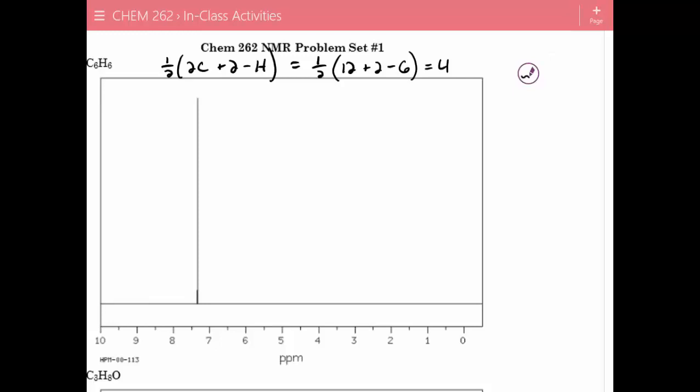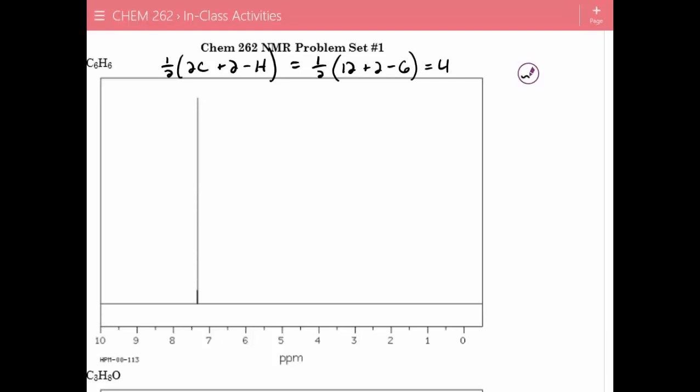What does that tell us? There's either 4 pi bonds, or there's 3 pi bonds and 1 ring, or there's 2 pi bonds and 2 rings, or there's 1 pi bond and 3 rings, or there's just 4 rings. But we've got some clues already, right? It's aromatic. All right, what was that again?